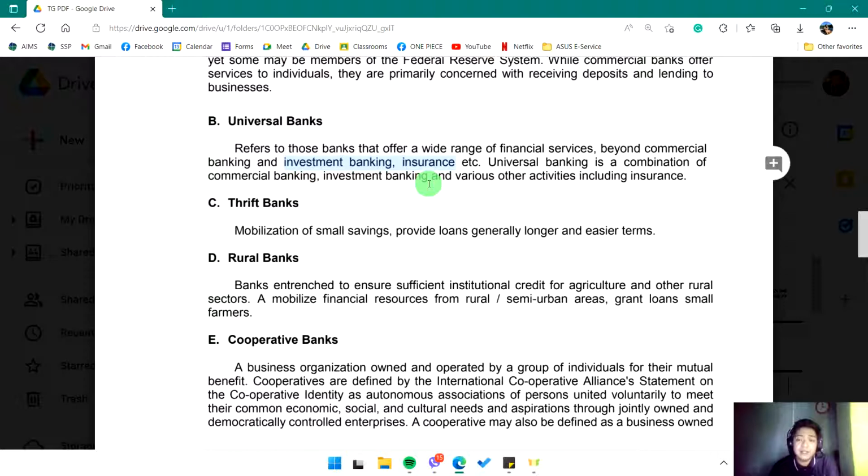Pero ang primary objective po ng thrift banks is to offer loans, generally longer and easier terms, and also the mobilization of mobile savings. So para silang mas maliit lang na klase ng commercial banks. They also provide loans. You can also save up money here in thrift banks. Pero usually mga small scale lang sila. O hindi yung mga panglakihang scale tulad ng commercial banks.